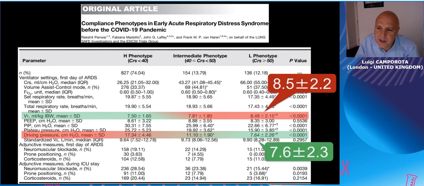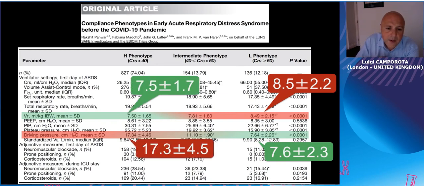And you can see patients with high compliance were essentially ventilated, on average, with a much higher tidal volume than what we associate with protected lung ventilation, 8.5 mL per kilo predicted body weight. But you can see the driving pressure is very low, 7.6 centimeters of water.